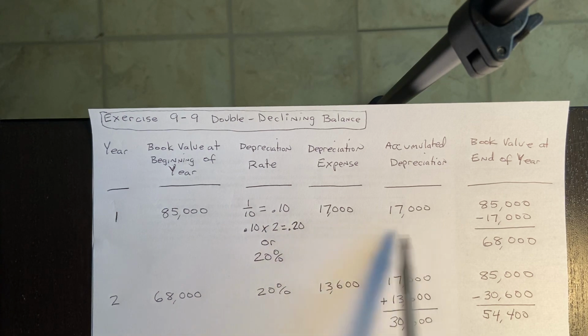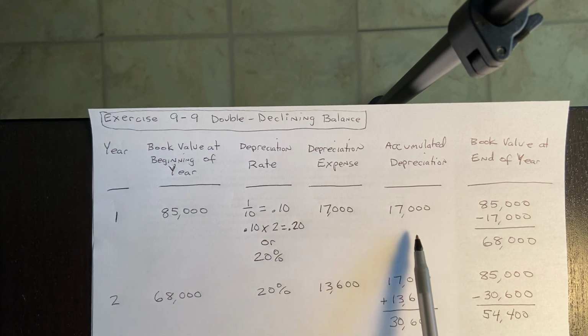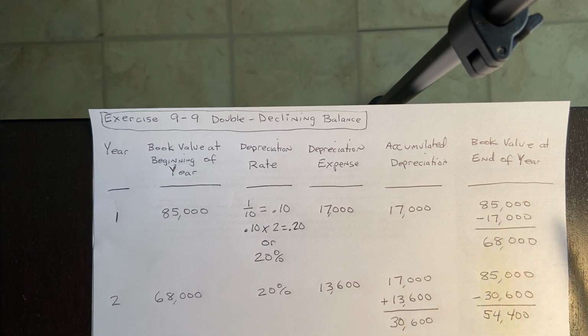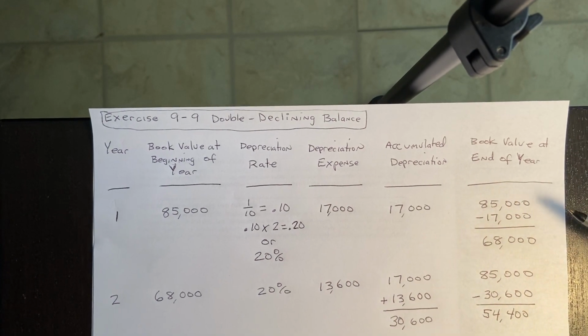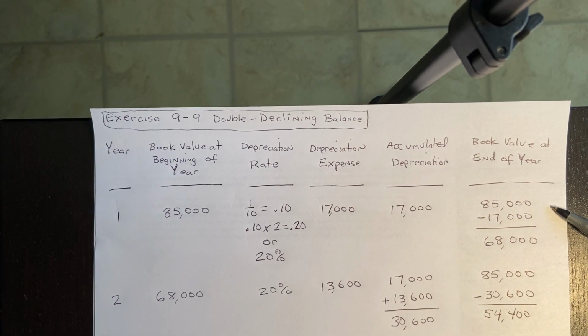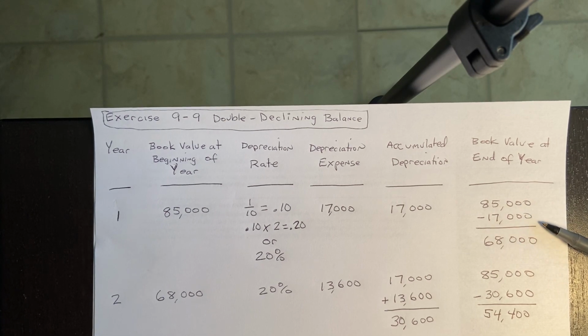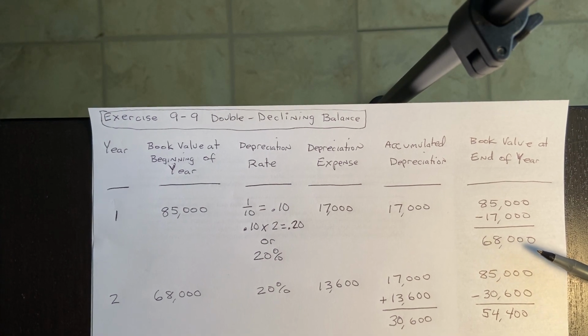Again, in year one, always these numbers are going to be the same, so that's why that's 17,000. Book value at the end of the year is going to be 85,000 minus 17,000, which gives you 68,000. Because this is the end of the first year, the next day, that 68,000 is going to be carried over here, and that's why I put that there.